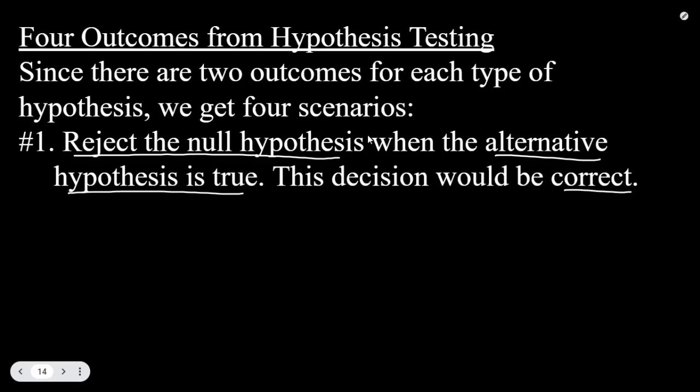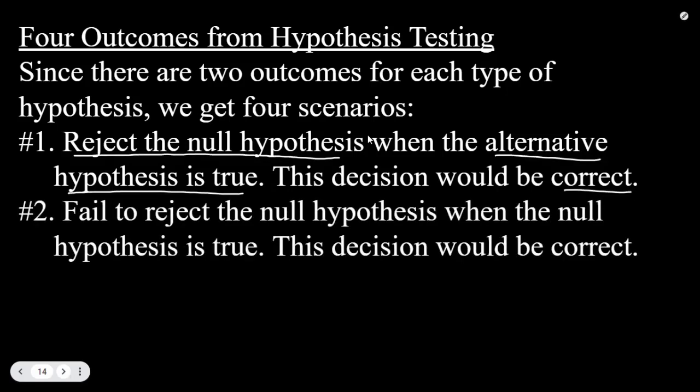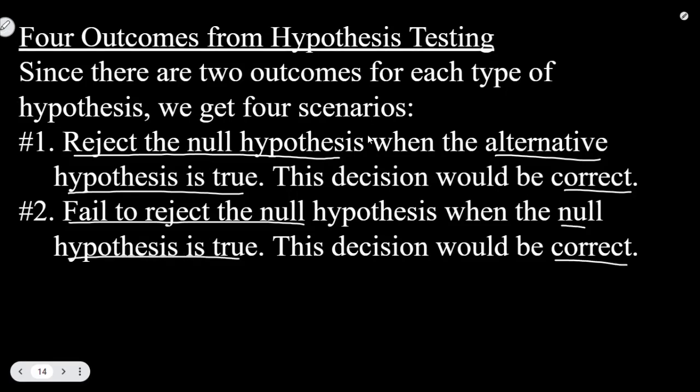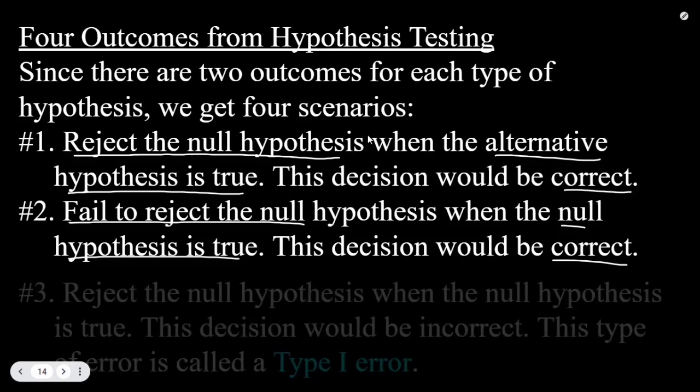So that's one option. We might reject the null hypothesis when the alternative hypothesis is true, and that would be correct. Another thing that could happen, a second possibility, is we might fail to reject the null hypothesis when the null hypothesis is true. So again, that would be a correct choice. If the null hypothesis is true, we do not want to reject it. As opposed to number 1, if the alternative hypothesis is true, then we do want to reject the null hypothesis. So those are 2 of the correct choices that we could make.